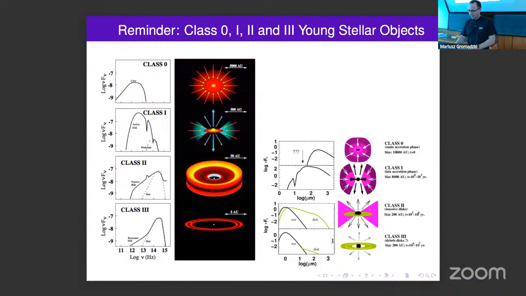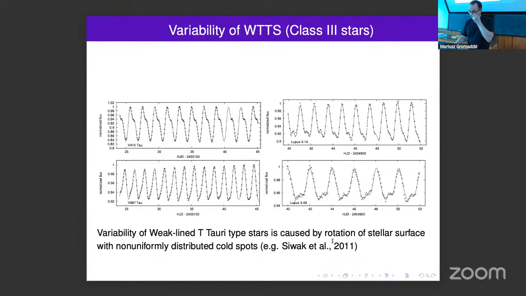The variability of class 3 stars, in other words weak-lined T Tauri-type stars, is usually caused only by rotation of a spotted stellar surface, with non-uniformly distributed cold spots. Here I'm showing examples of 4 stars observed by the MOST satellite almost 15 years ago. Sometimes we see evolution of the light curve shape from one period to the next, which is probably caused by differential rotation.